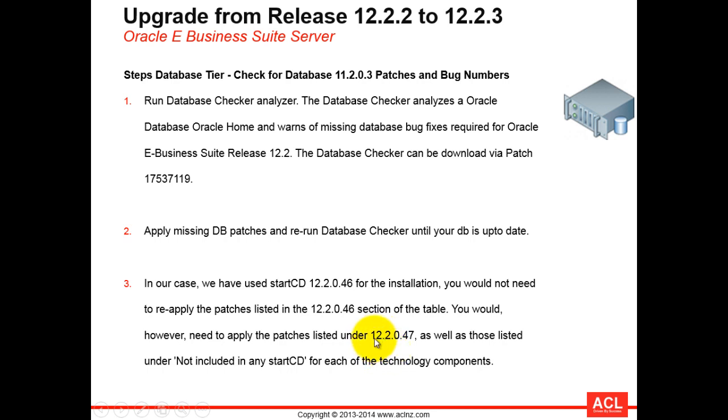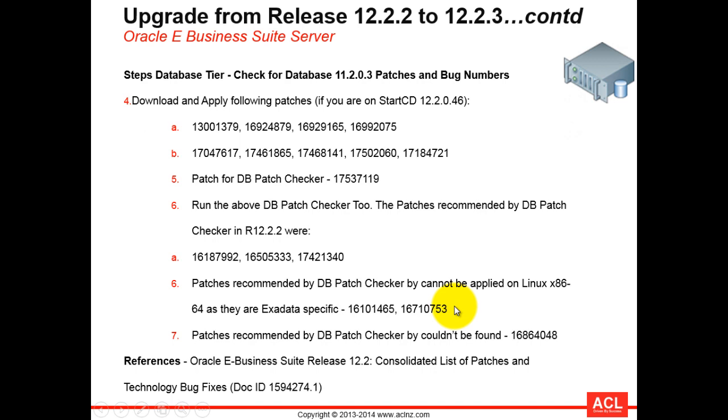Now, in order for you to upgrade to release 47 of the Start CD, you've got to apply a number of database tier patches and application tier patches before you start the upgrade process. So Oracle has listed those patches in this particular note, 1594274.1. Specifically, you've got to download all these patches and apply them.